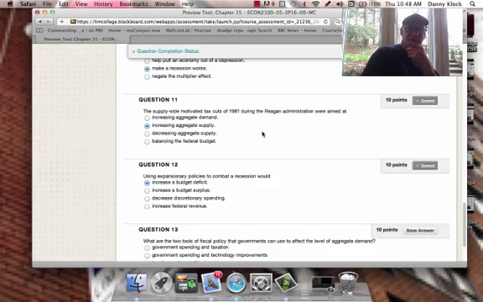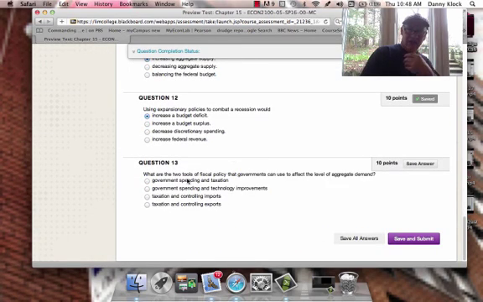Fine. Let's see. Last question here. What are the two tools of fiscal policy that governments can use to affect the level of aggregate demand? Again, fiscal policy is you tax people and then you spend the money, right? So it's government spending and taxation. That is your fiscal policies. Right? That's one way to deal with a recession. Next week we're going to talk more about what the Federal Reserve's role can be with monetary policy to work with a recession.